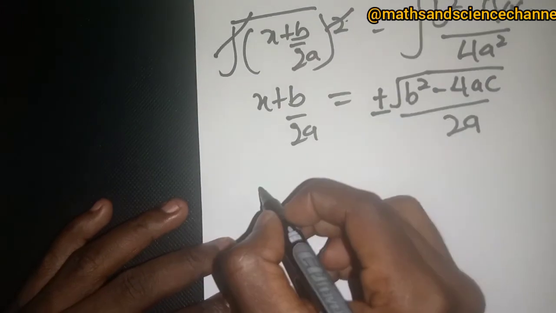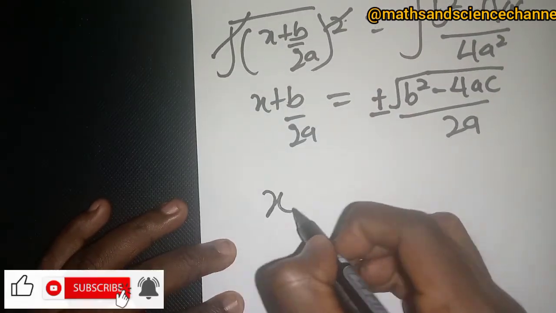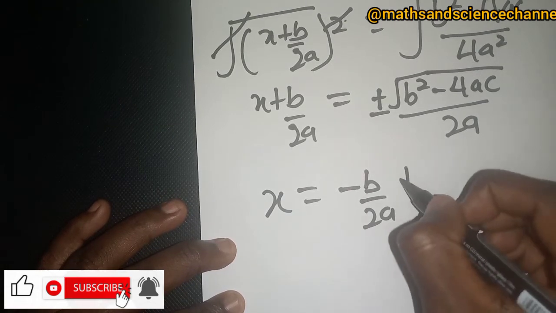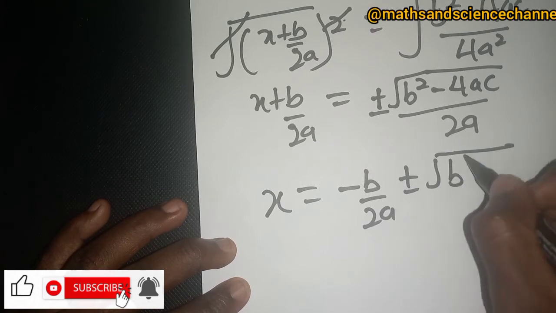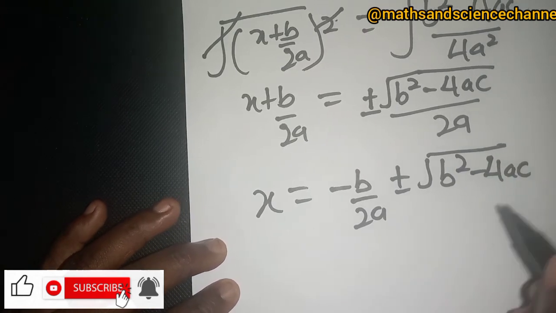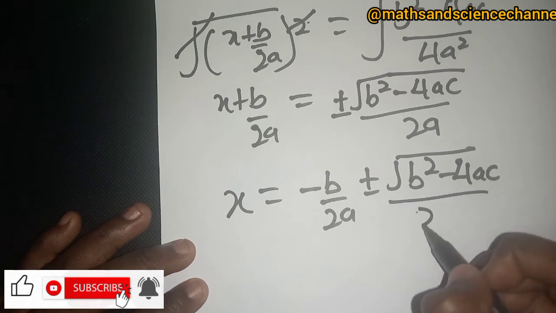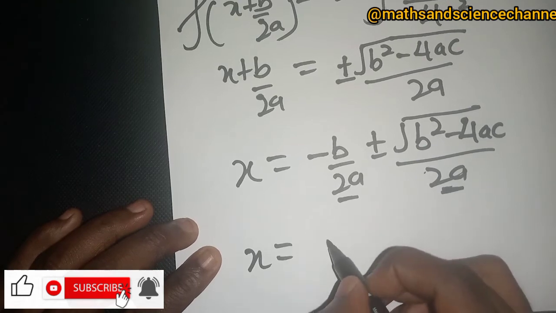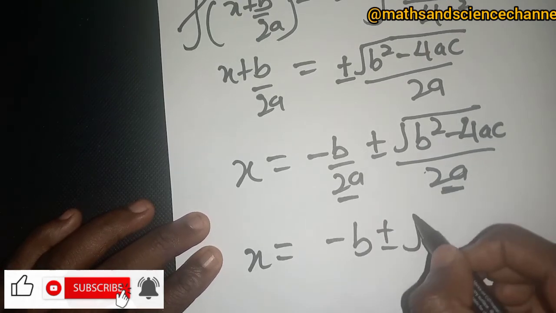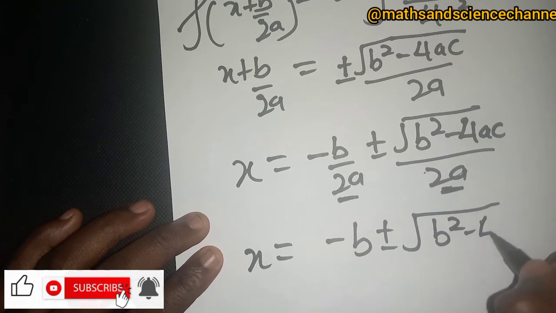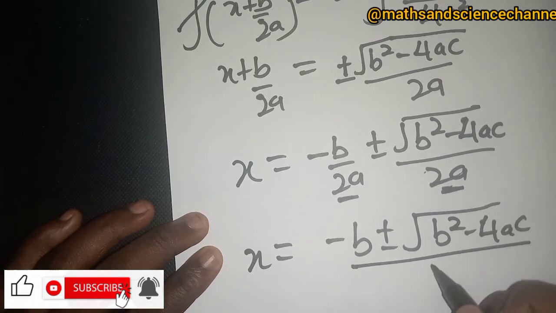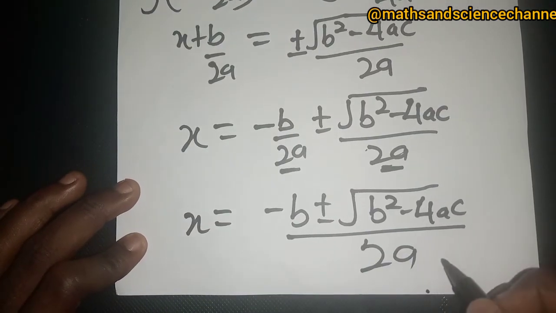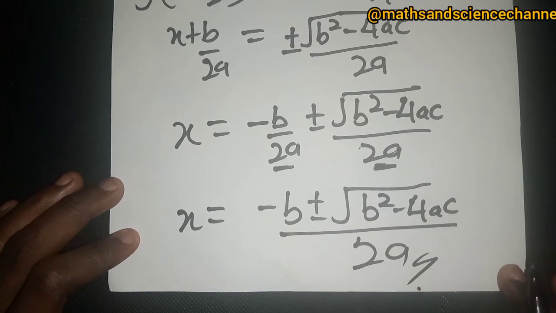So let's make x the subject over here. So x will be equal to negative b over 2a, then plus or minus the square root of b squared minus 4ac, divided by 2a. Now look at the denominator, they are alike, so we can write it in this way: x equals negative b, plus or minus the square root of b squared minus 4ac, all divided by 2a. So yeah, this is what we have, and this is the quadratic formula.